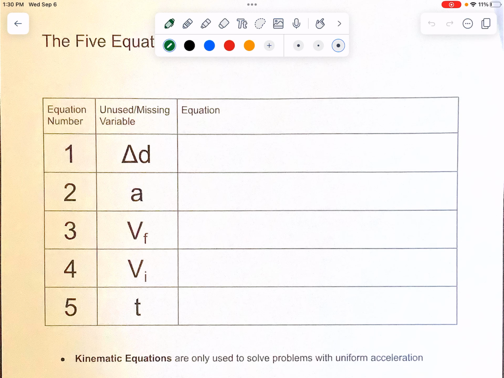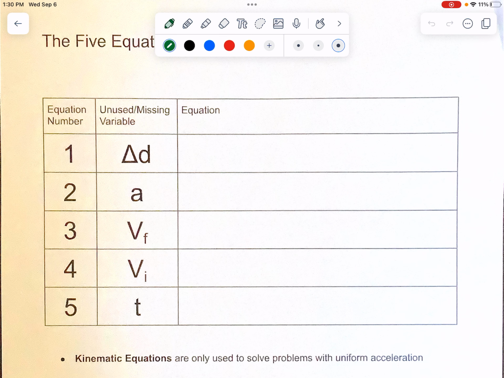All right, so this is going to be a quick video for pages 18 and 19 on the Kinematics 2 packet. Okay, so we're just going to start off by going over the 5 kinematic equations. So your first column says your equation number. That just means which equation we're going to be using. Your second column says unused/missing variables. That means whenever we give you a word problem, there's always going to be one that they don't mention or we're not using. Okay, so that's going to tell us which equation to use.